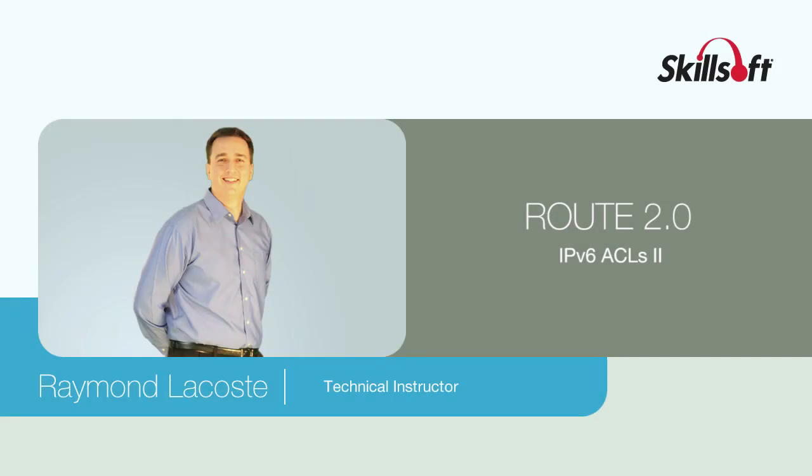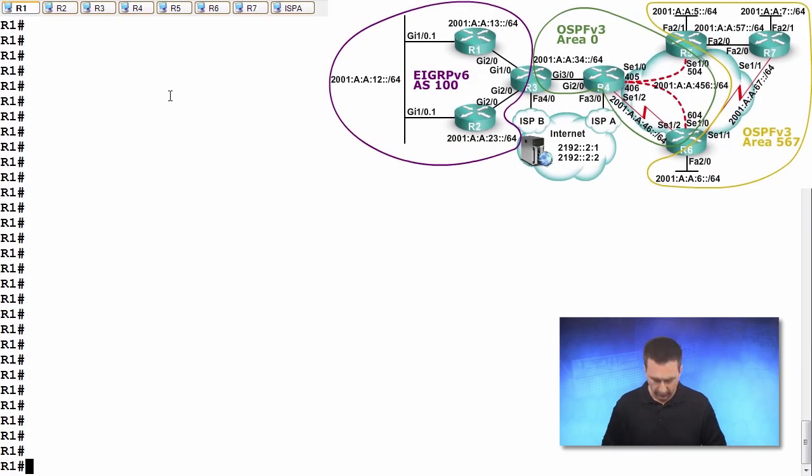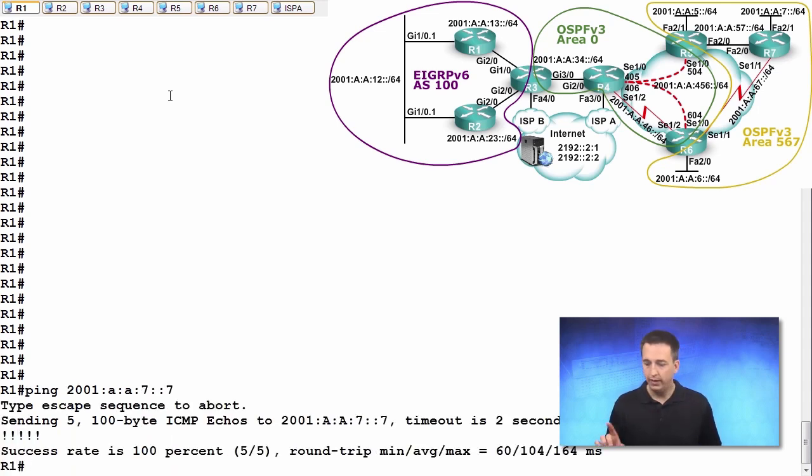Let's look at a sample access control list that we can use for filtering on R1. Let's just go ahead and ping right now. Let's ping 2001:A:7. So that's the interface on R7. We have successful connectivity. Let's go ahead and try telnet.